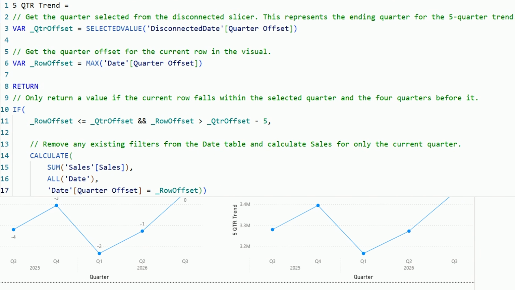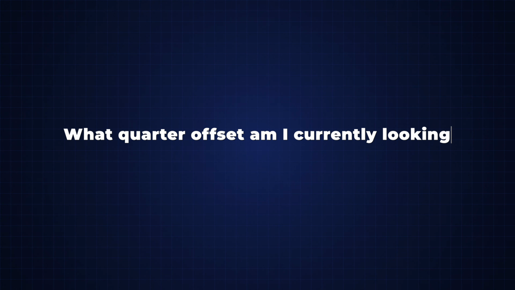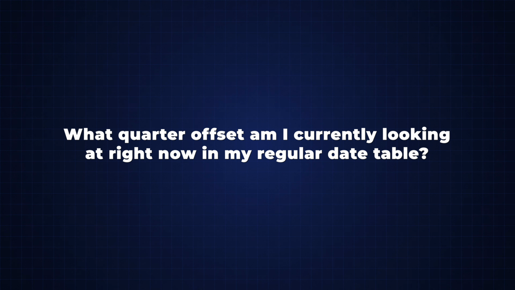The second variable is just returning, hey, what quarter offset am I currently looking at right now in my regular date table?